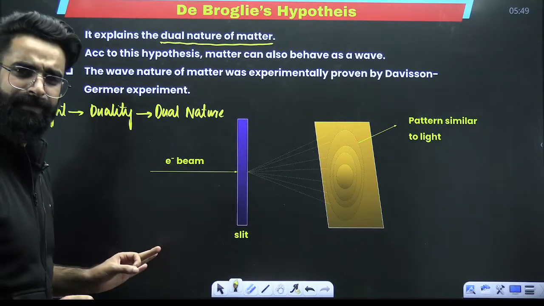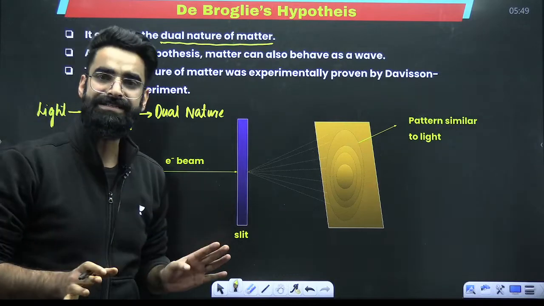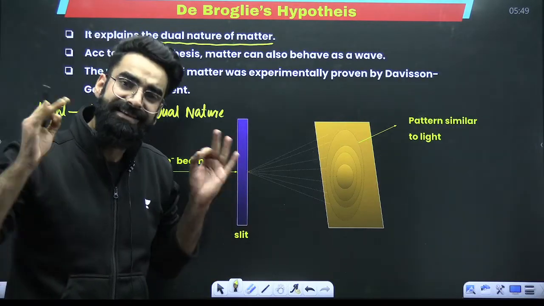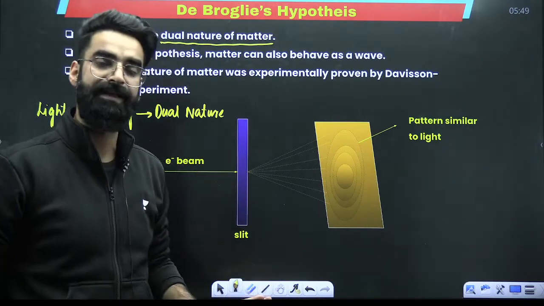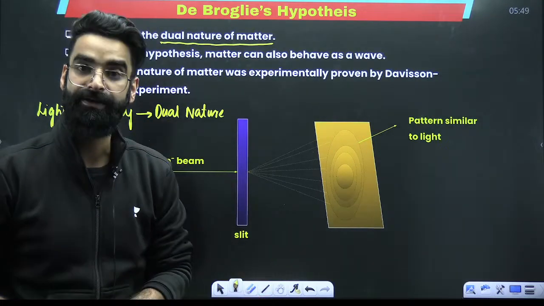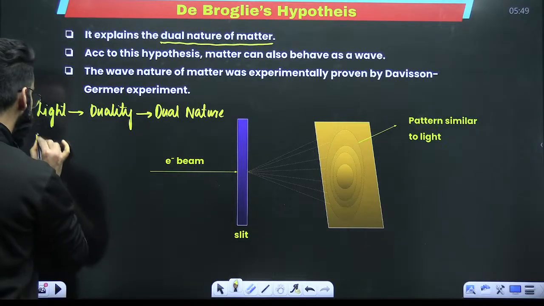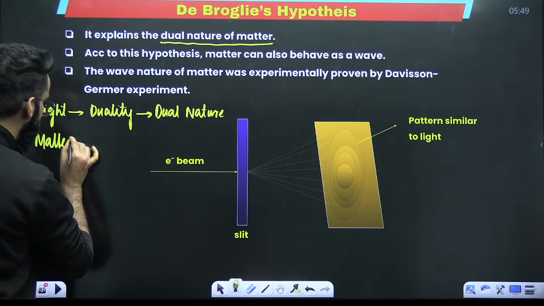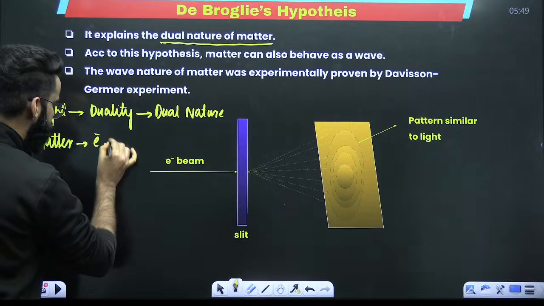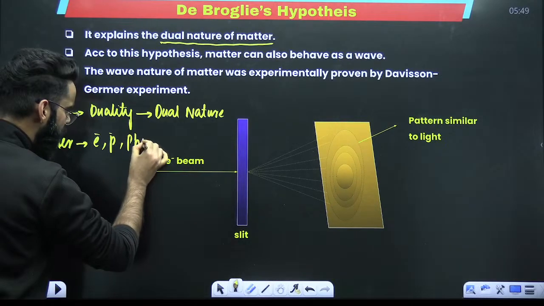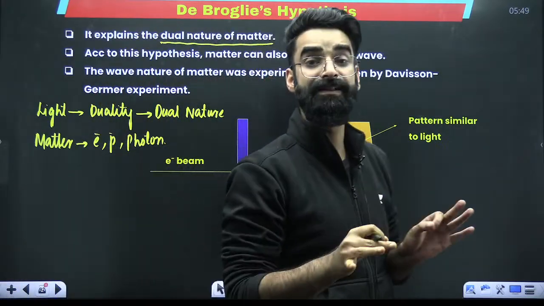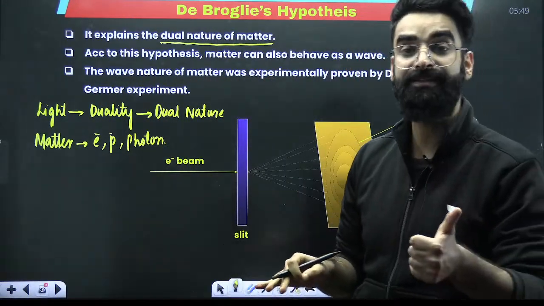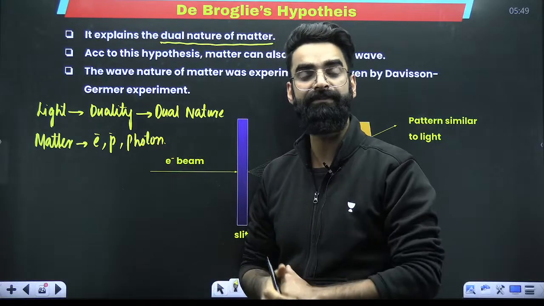Heisenberg said it is not only about the light. Whatever exists in the universe, every single thing shows the duality. Whatever matter we have, be it electron, be it proton, be it photon, every single thing shows particle nature as well as wave nature.